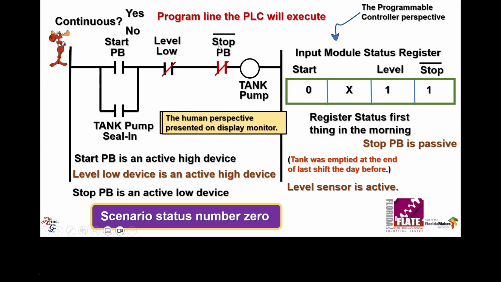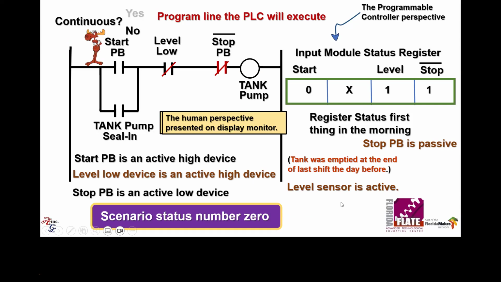Notice the active low stop button is sending a 1 to the PLC. The active high start button is sending a 0 to the PLC. The level sense low is an active high device because there's no fluid in the tank, which you can look at as a technician or an engineer. And if you look at the PLC, it says 1. All right, so that's scenario number 0. Human perspective, the computer's perspective.